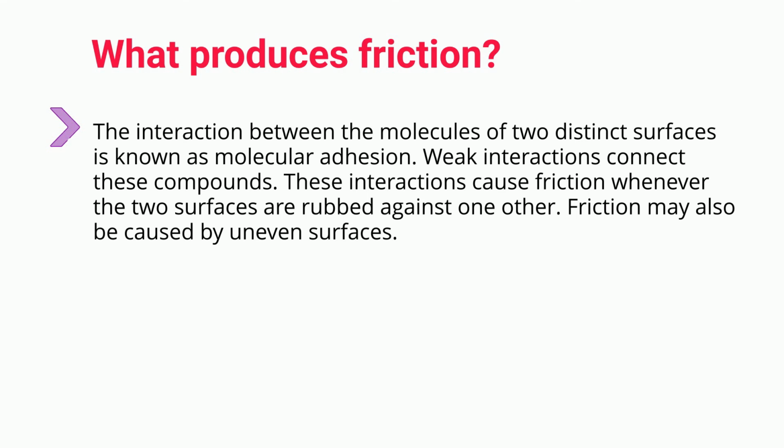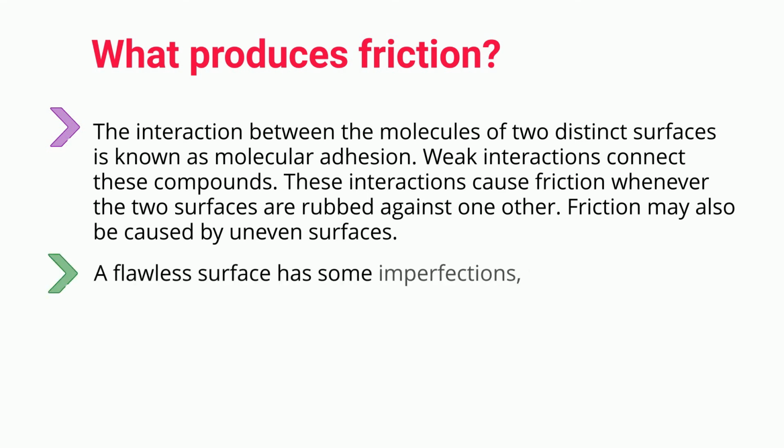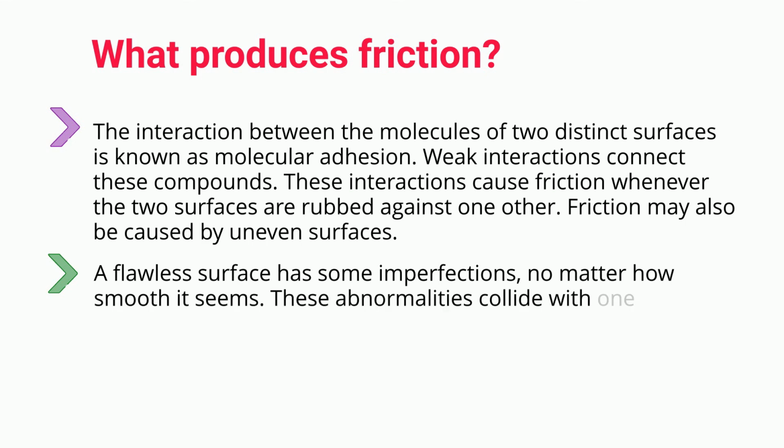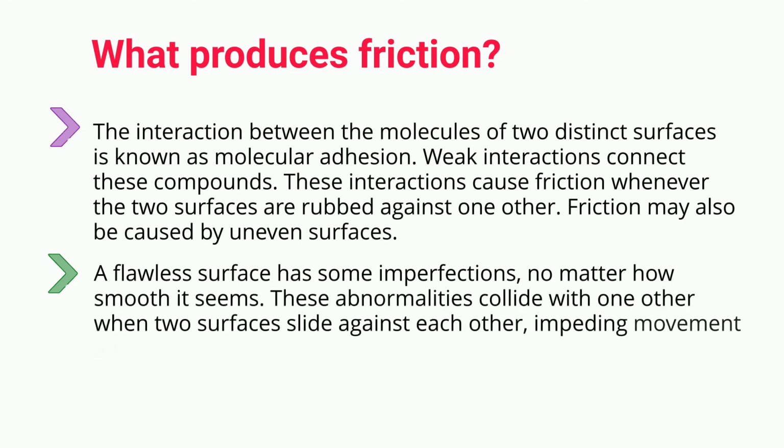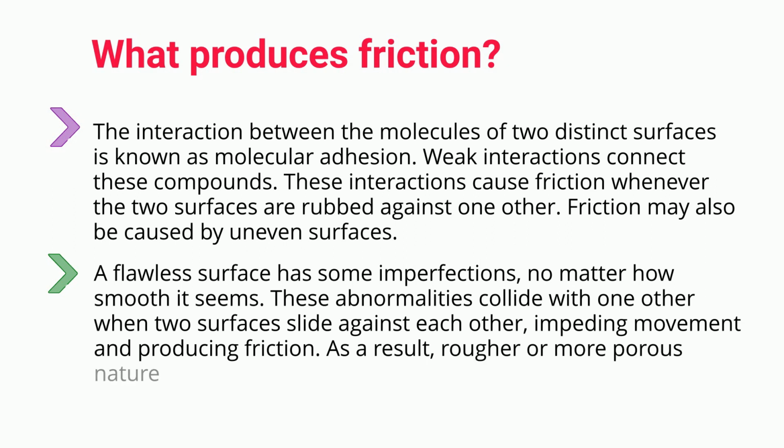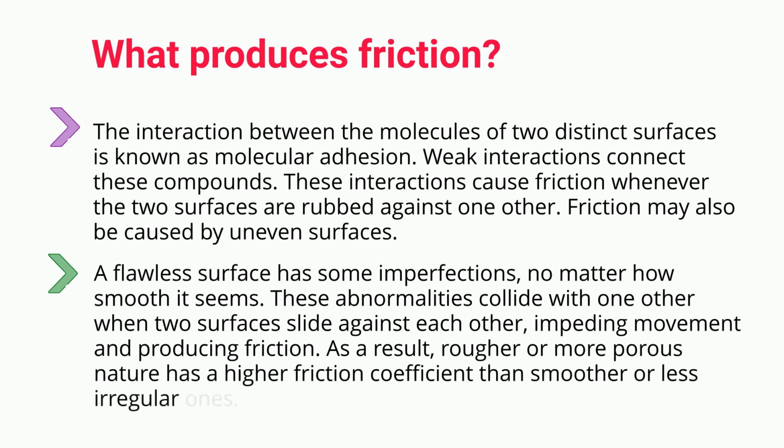Friction may also be caused by uneven surfaces. A flawless surface has some imperfections, no matter how smooth it seems. These irregularities collide with one another when two surfaces slide against each other, impeding movement and producing friction. As a result, rougher or more porous surfaces have a higher friction coefficient than smoother or less irregular ones.